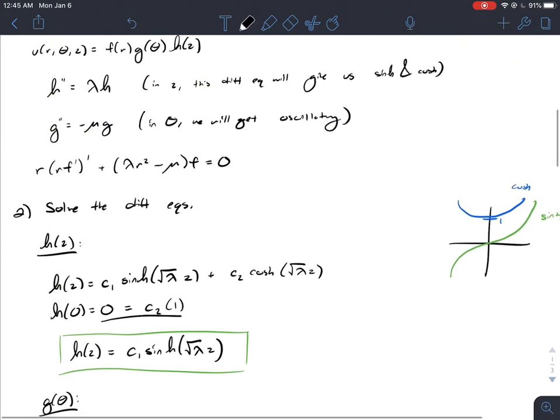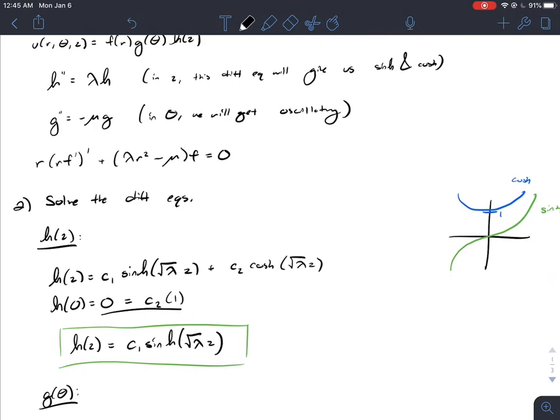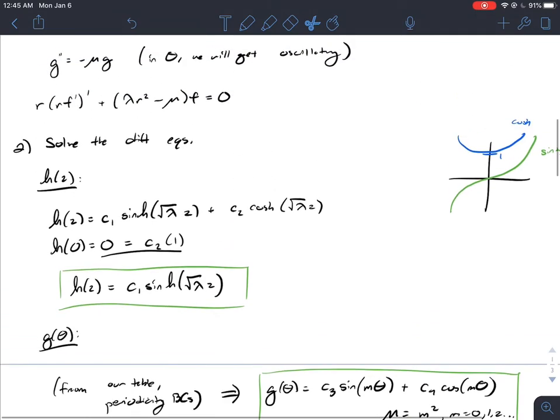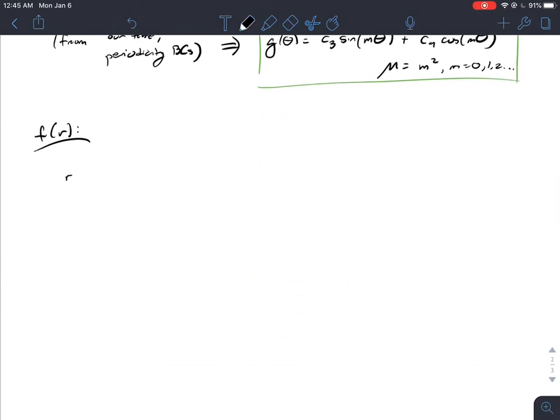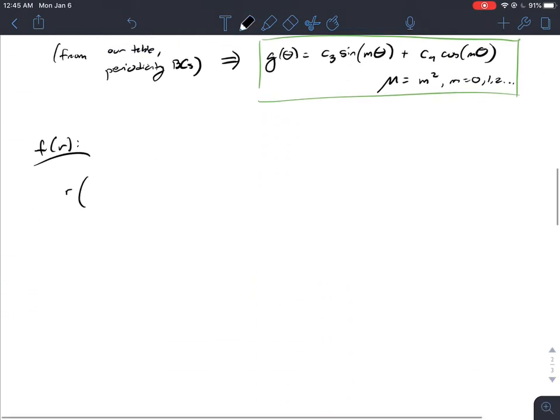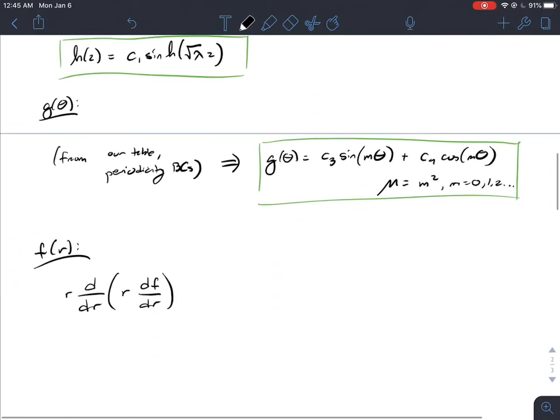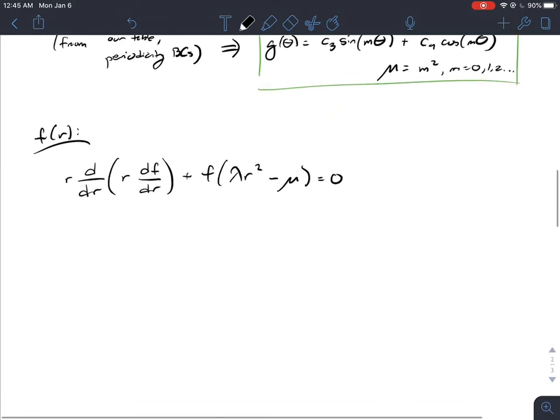This is somewhat more interesting. Hopefully you guys have seen Bessel's function already, but we'll work on looking at all pieces of it. So let's first just write out that same exact differential equation. I like to write it out in its total form: r d/dr times r df/dr, plus f times lambda r squared minus mu, is equal to 0.